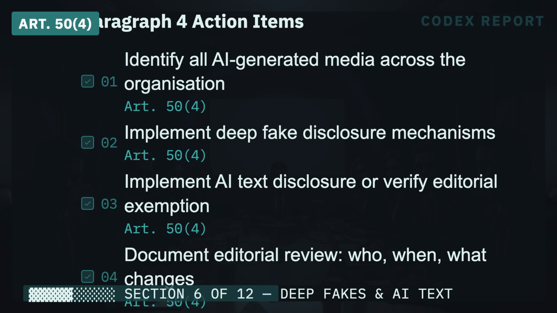The editorial review carve-out is the most practically significant exception in the entire article for businesses. If the AI-generated content has undergone a process of human review or editorial control, and a natural or legal person holds editorial responsibility for the publication, the text disclosure obligation does not apply. This means an organization that uses AI to draft content, but subjects that draft to genuine human editorial review and publishes under named editorial responsibility, may not need to disclose the AI involvement in the text.